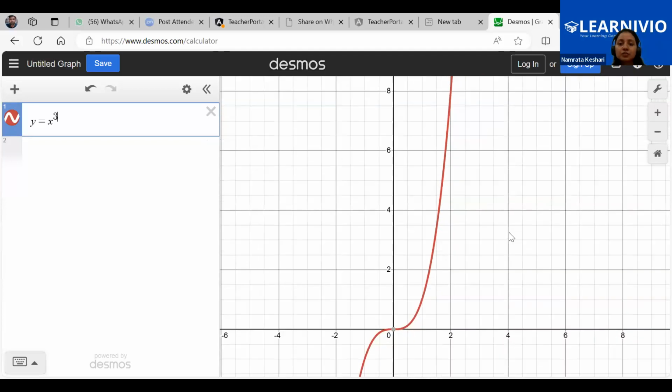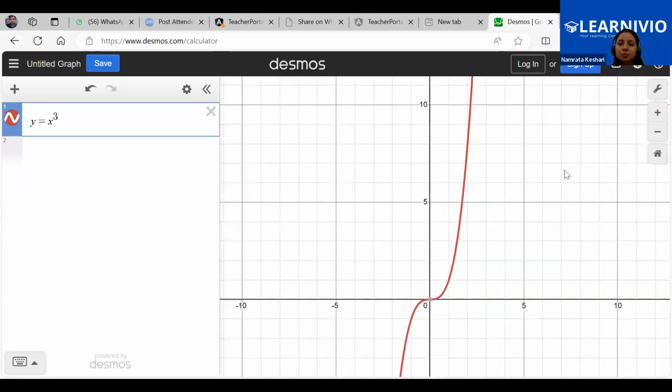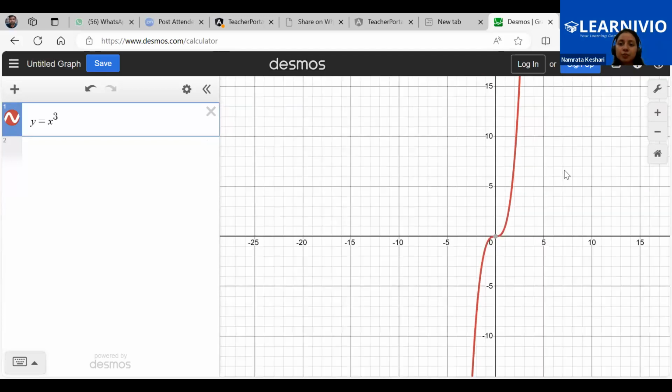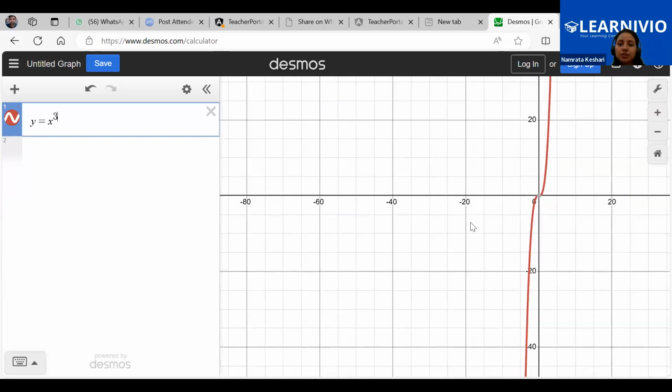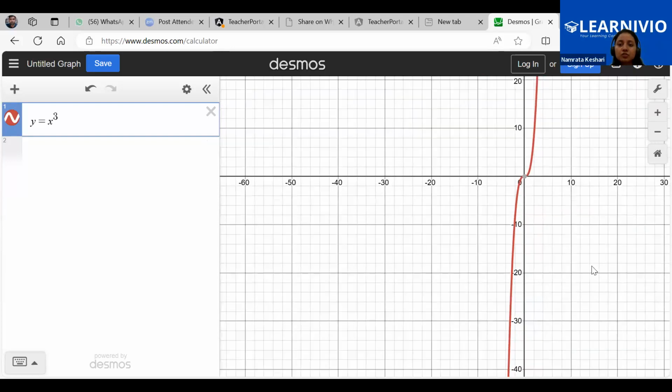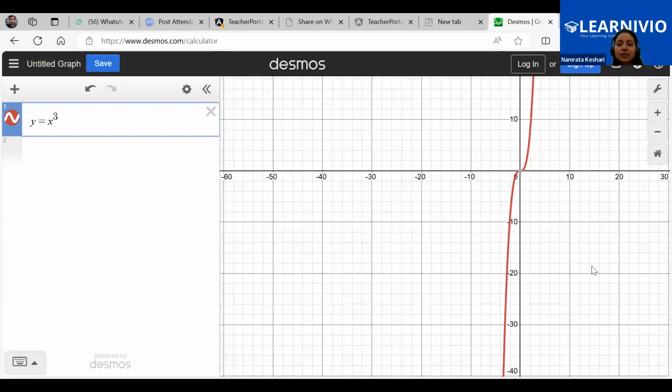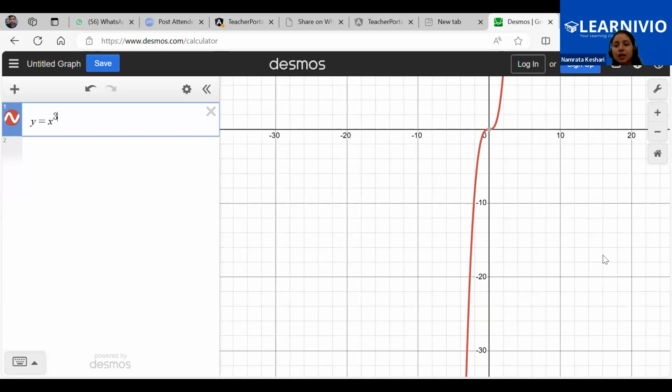The graph keeps on going upward and keeps on going till infinity. In the downward direction it also keeps on going. So what is the domain, what is the range? Analyze it and let me know. Ali and Alina.